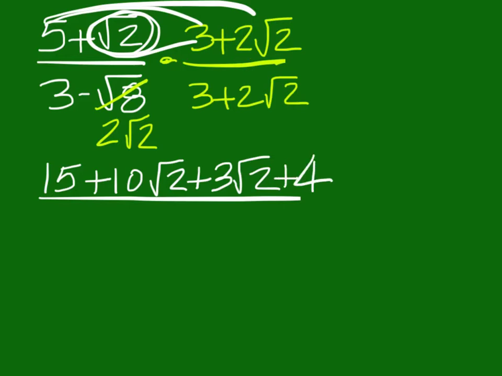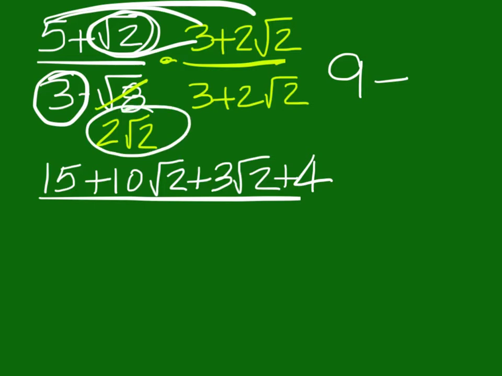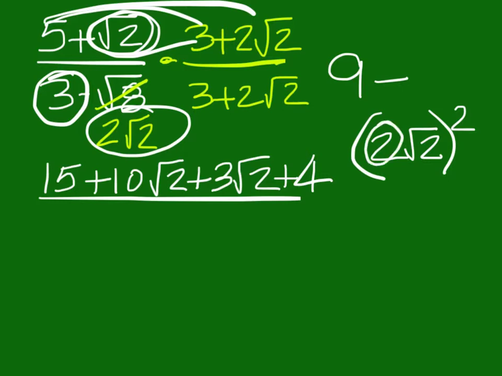And then on the bottom, 3 squared is 9. And then you have 2 square root of 2 squared. Square each one in there and multiply them together. 2 squared is 4. Square root of 2 squared is 2. 4 times 2 is 8.